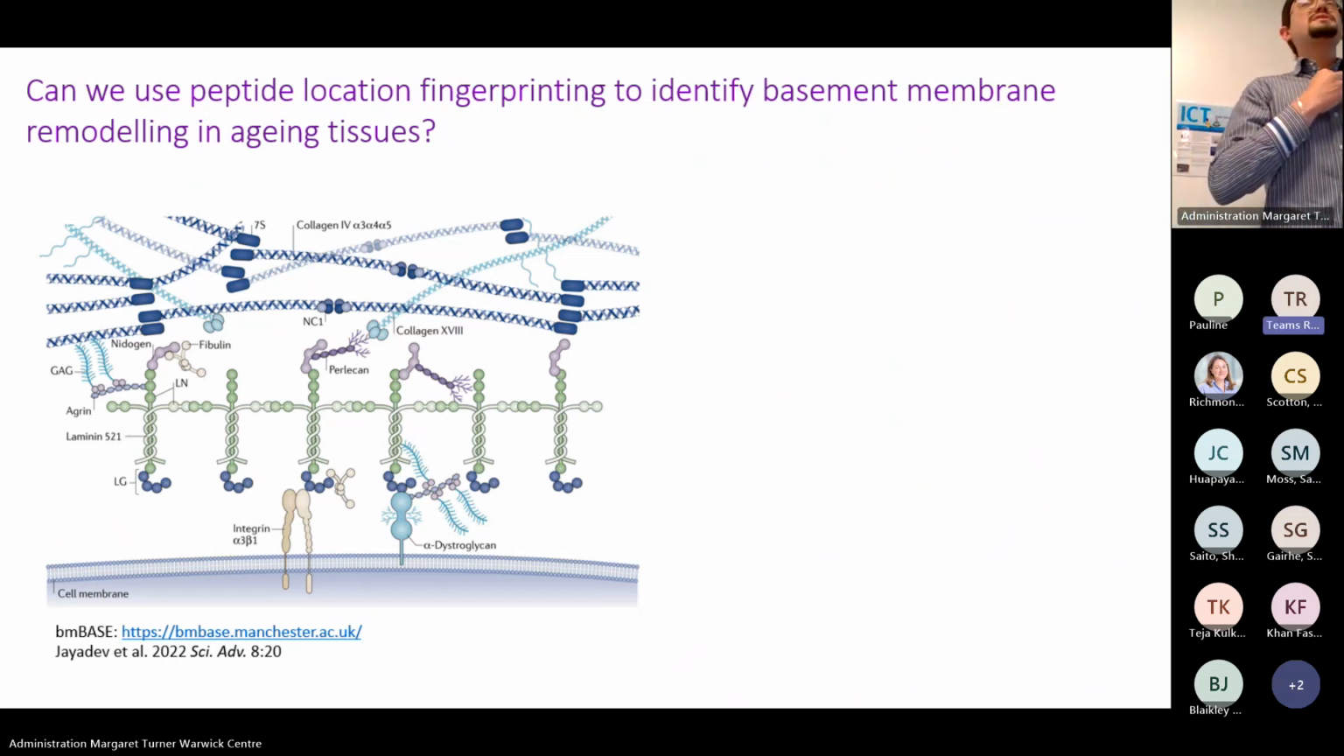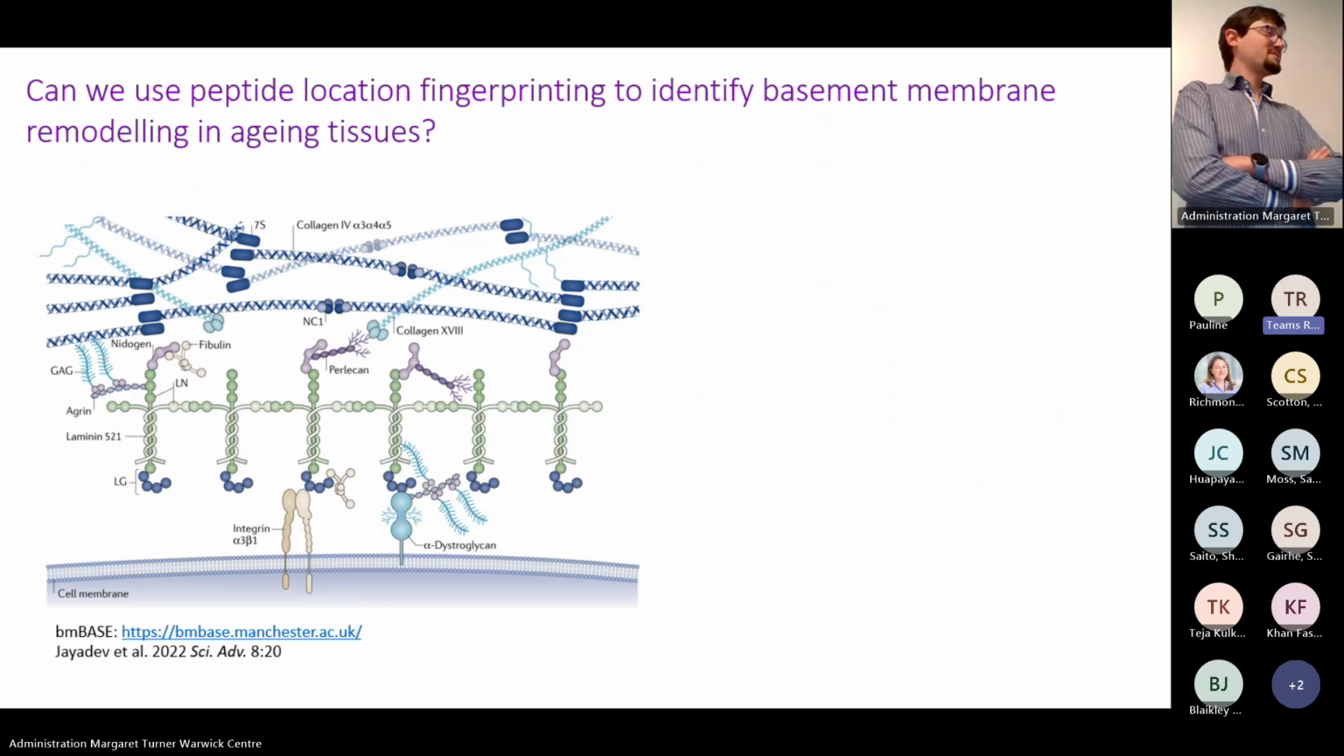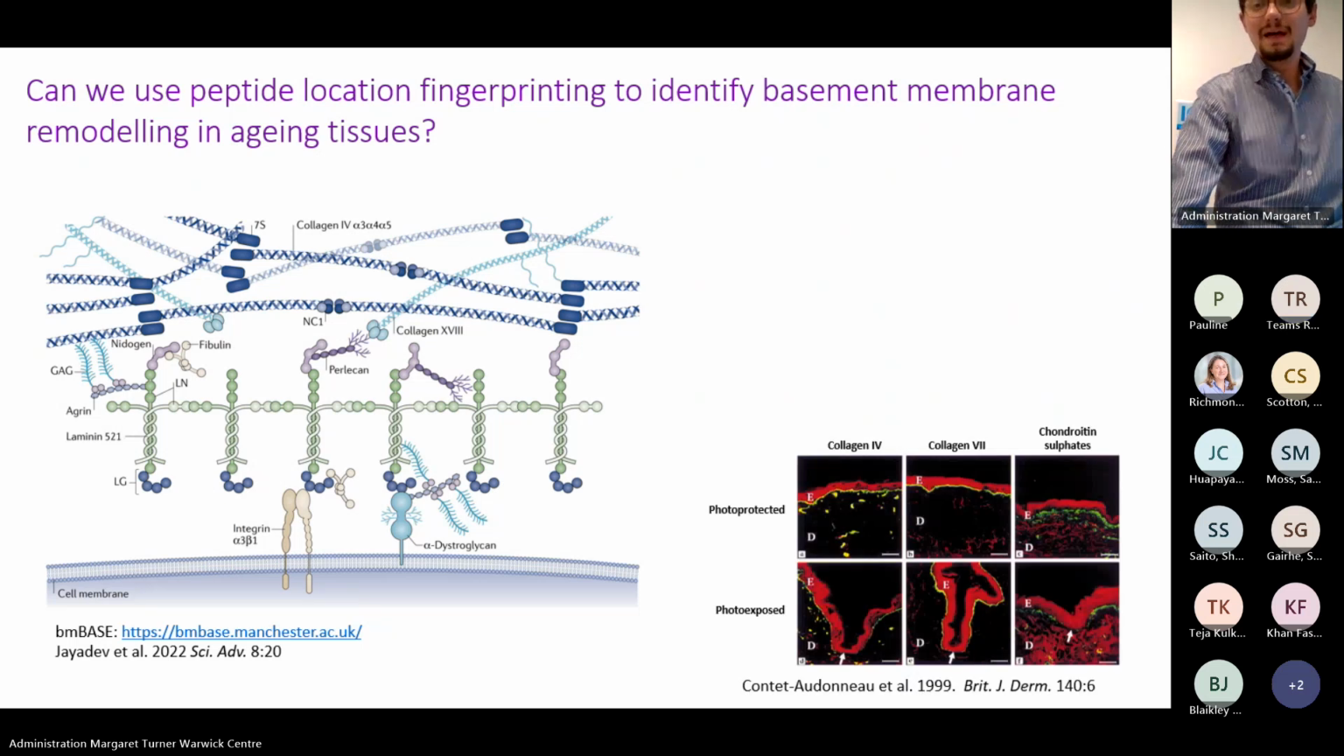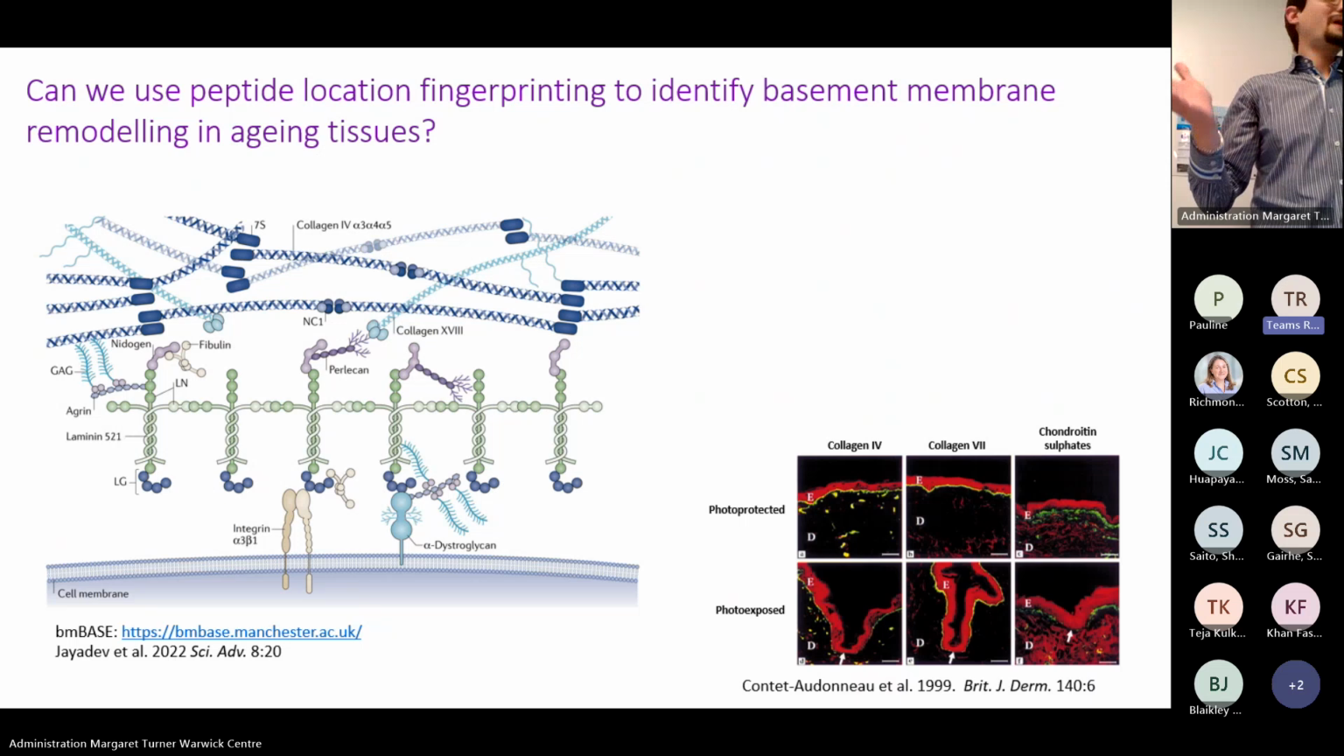So more recently, my lab has become quite interested in looking at basement membranes in the context of aging, and we've just managed to get a grant from the BBSRC to look at that using this tool and also following up some of the data that we've found. So I'll talk a bit about that. In skin, the basement membrane is also impacted by photoaging and aging in general. So for example, there's a basement membrane between the epidermis and the dermis, right at the interface of the dermal epidermal junction.